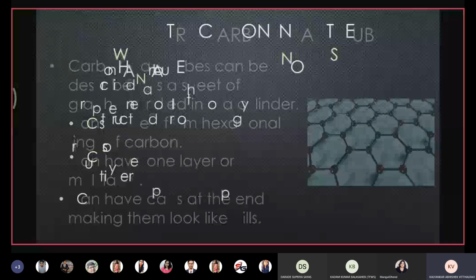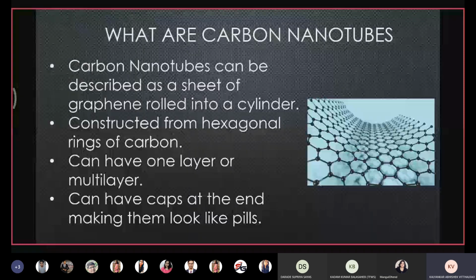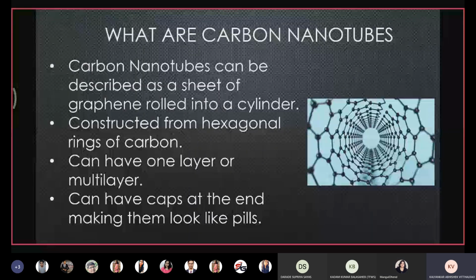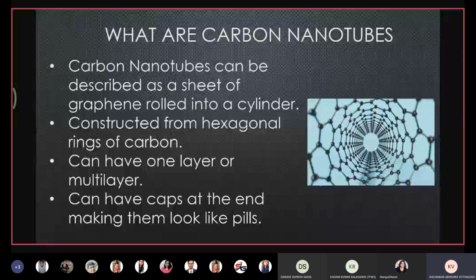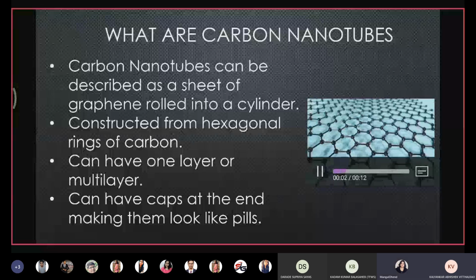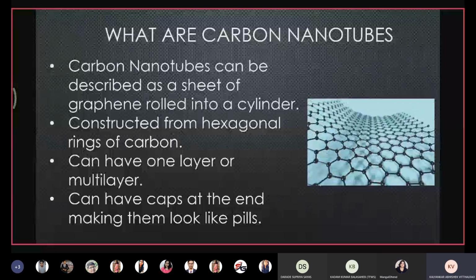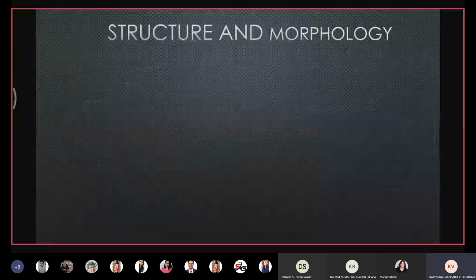So let us start with what are carbon nanotubes. Carbon nanotubes can be described as a sheet of graphene rolled into a cylinder constructed from hexagonal rings of carbon. They can have a single layer or multiple layers, and can have caps at the end, making them look like pills. This video shows how graphene is rolled into carbon nanotubes. So next, structure and morphology.